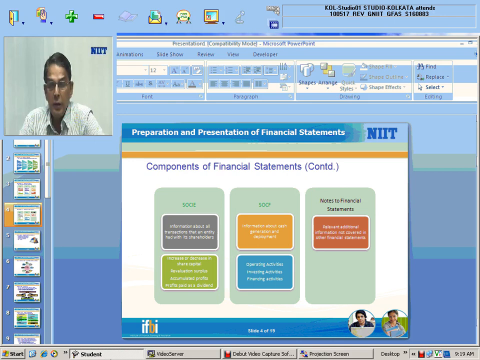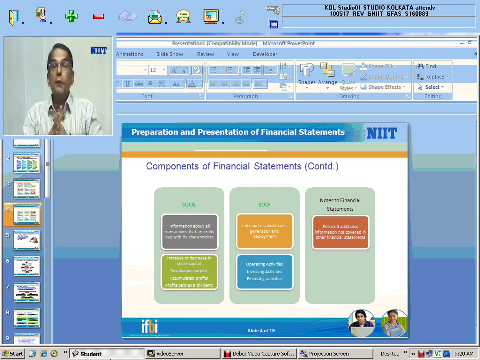It provides information about all transactions that an entity had with its shareholders. The transactions of the entity with its shareholders are reflected in the statement of changes in equity. So increase or decrease in the share capital, revaluation surplus, accumulated profits, profits paid as dividend: all these are reflected in the statement of changes in equity. Increase in share capital, buyback of share capital, revaluation surplus from revaluation of assets, accumulated profits over the years, and dividends paid to the shareholders out of the profits earned. All this will be reflected in the statement of changes in equity.